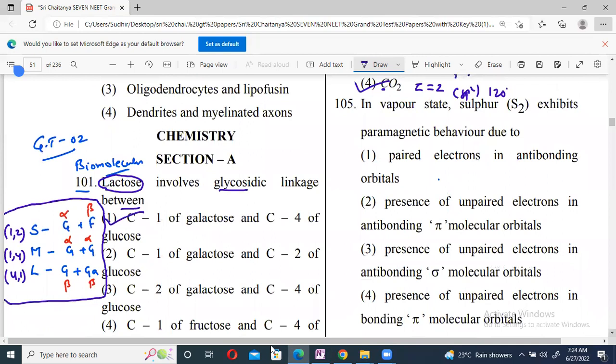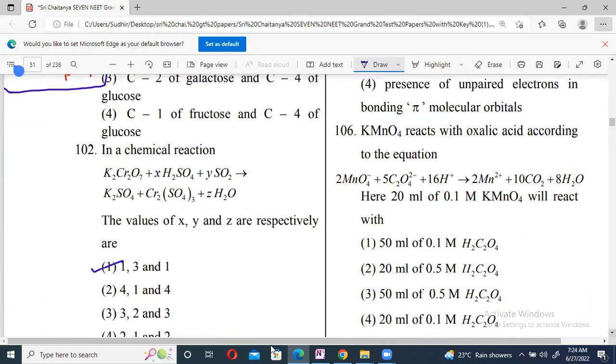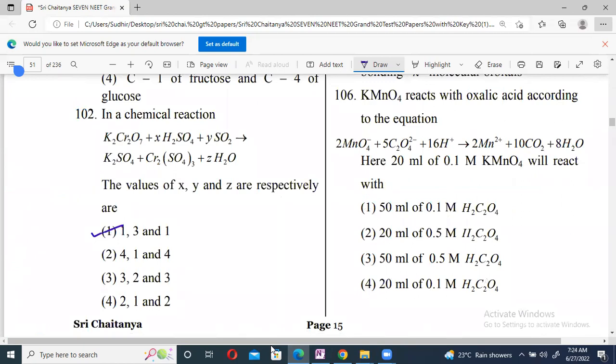In the vapor state, S2 exhibits paramagnetic behavior. See, S2 exhibits paramagnetic behavior. And this is an NCERT statement, but if you go through it, you will find out presence of unpaired electrons in the anti-bonding pi molecular orbital. NCERT statement. KMnO4 reacts with oxalic acid according to the reaction. 20 ml of 0.1 molar KMnO4 will react with how many moles?